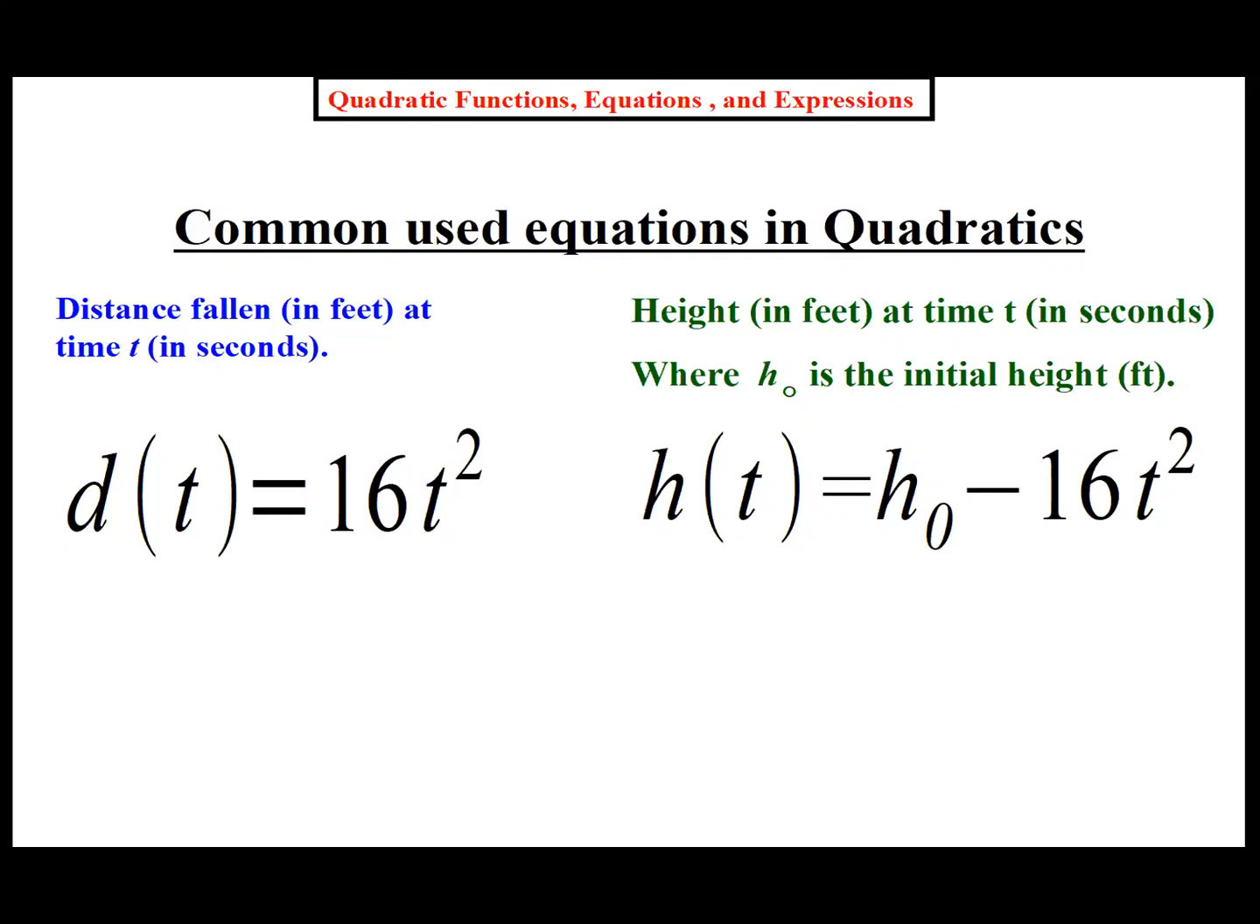However, today we're looking at objects only going in one direction, which is towards the floor. That means instead of using 32, what are we going to use?